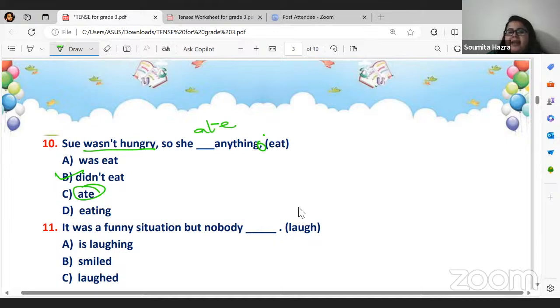You will happily write 8 here. You will not try to understand that she wasn't hungry. Or you will not even read this part, right? These things we do during exams. We are in such a hurry that we don't even read the first portion of the sentence. And then we will comfortably write 8 and come. But then 8 is a wrong option. Right? Didn't eat, that is the correct option.